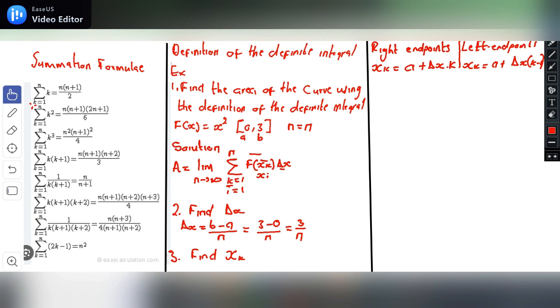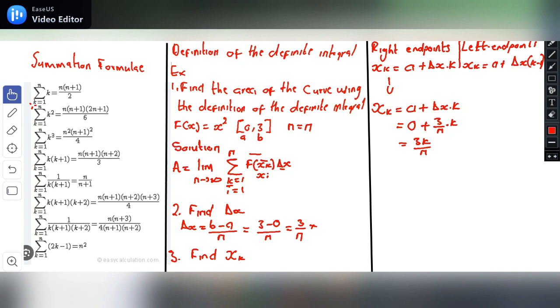So now, as we said, now we are finding xk, so let's use the right endpoint, which is this one. Therefore we're going to write that formula of the right endpoint, which is a plus delta x multiplied by k, right? So what is a? We know that a is the first point or the first limit, which is 0 plus what is delta x? We did calculate delta x, which is 3 over n multiplied by k, right? So it means our answer is 3k over n. Can you guys see it?